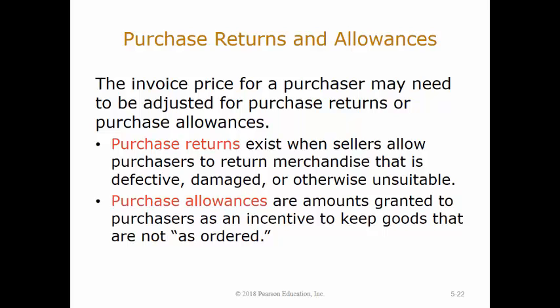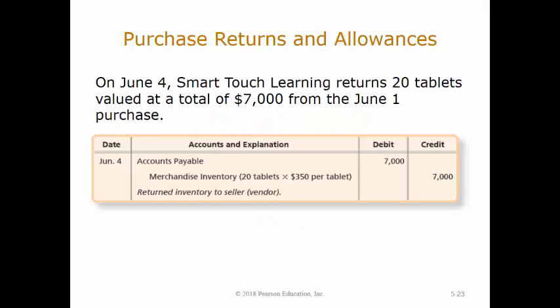Purchase returns are a situation in which sellers allow purchasers to return merchandise that is defective, damaged, or otherwise unsuitable. A purchase allowance is an amount granted to the purchaser as an incentive to keep goods that are not as ordered. On June 4, Smart Touch Learning returns $7,000 of the inventory to the vendor.